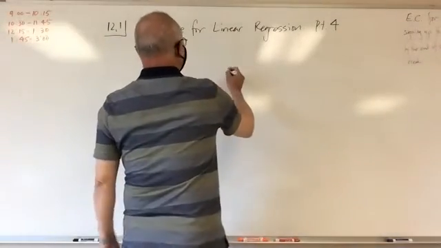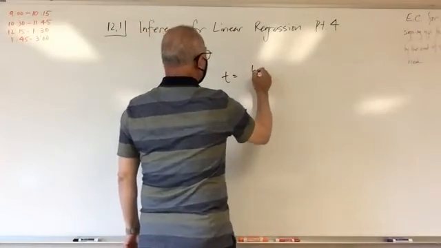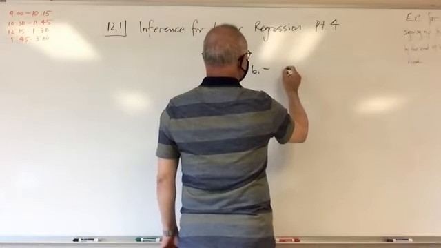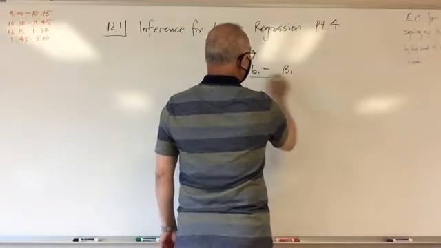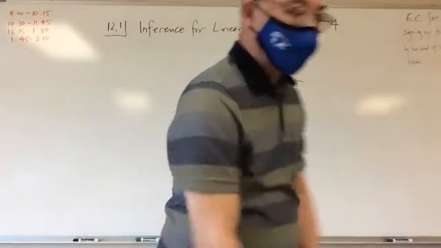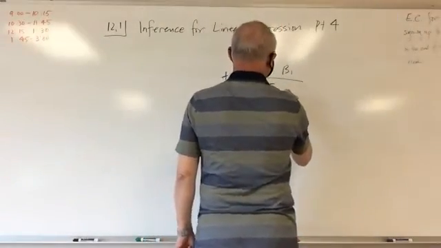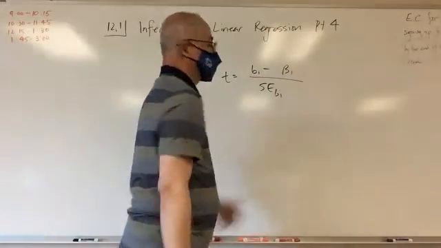Okay, so this test statistic T is going to be equal to the B1 minus whatever slope that you thought it was going to be, right? Over the standard error of B1, right? Okay, this is how you're going to calculate it.